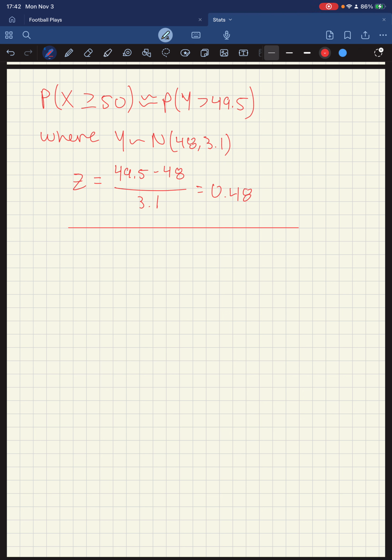Part 5, reflect in your own words. Why do statisticians sometimes use the normal model for binomial probabilities, even though it's only an approximation?